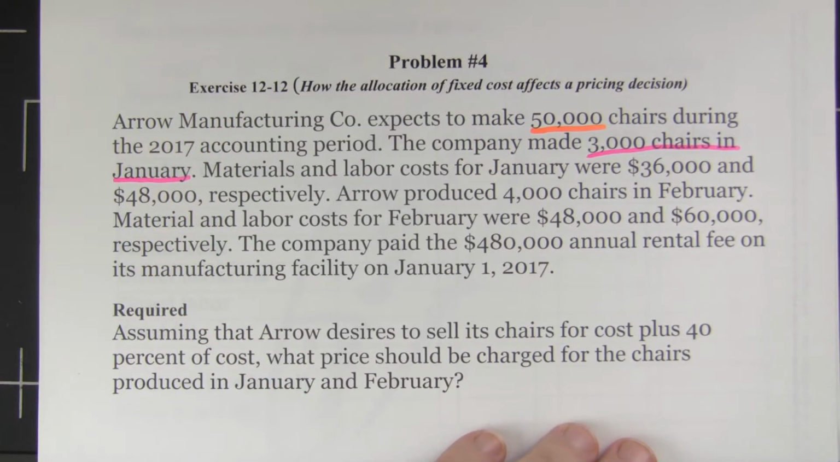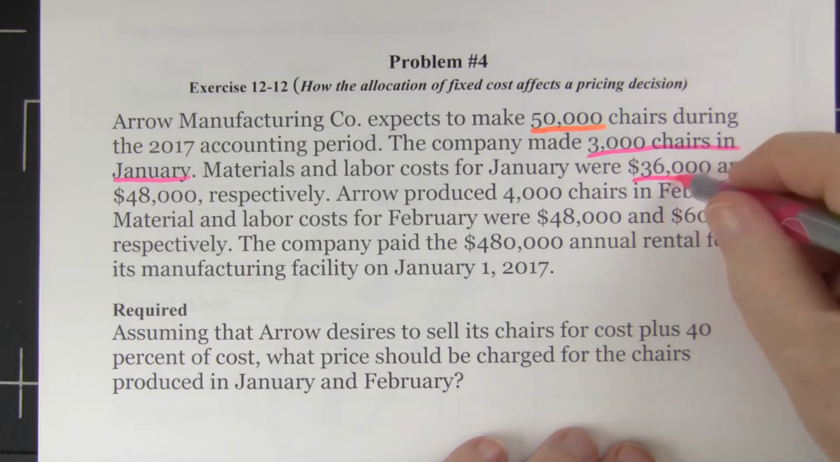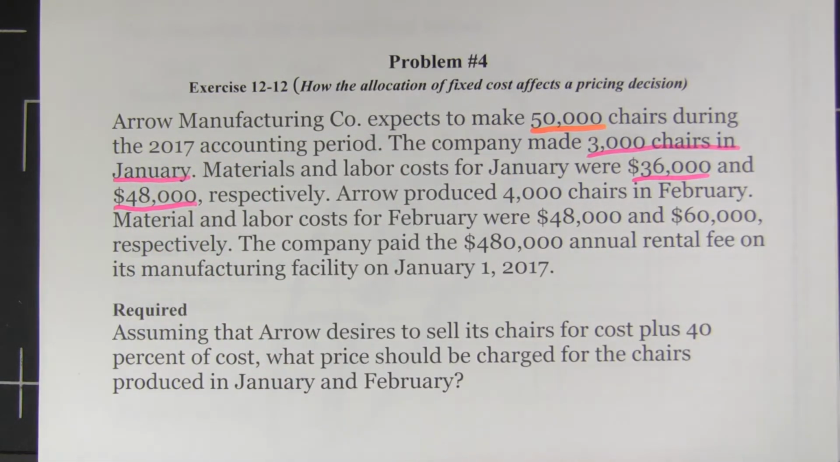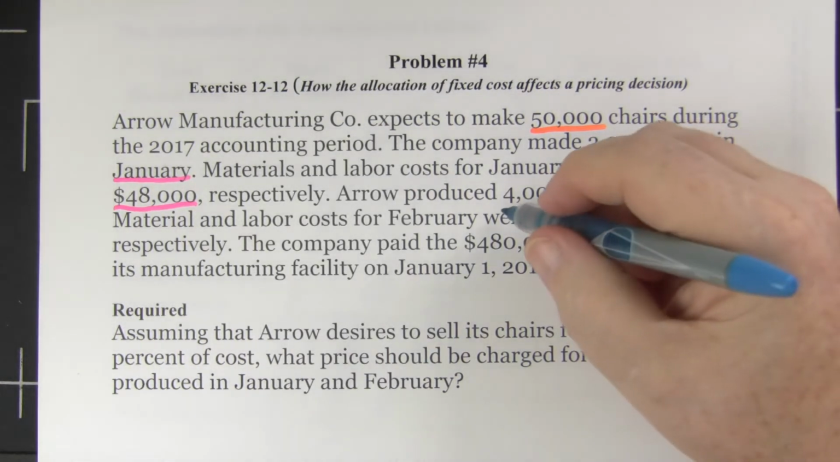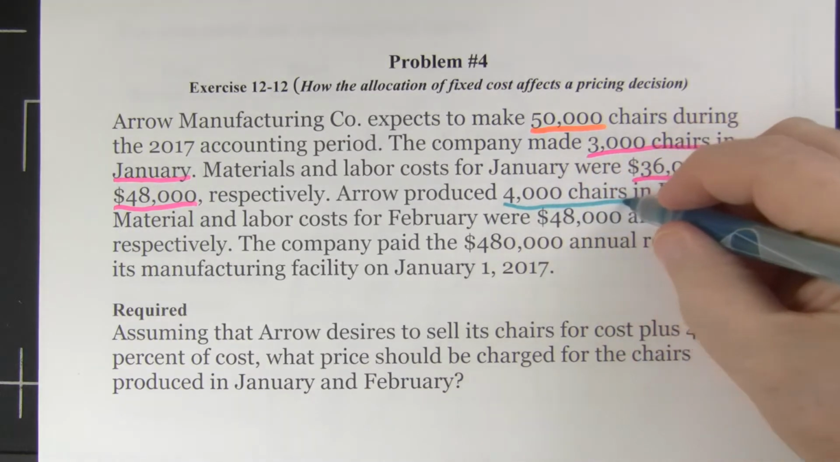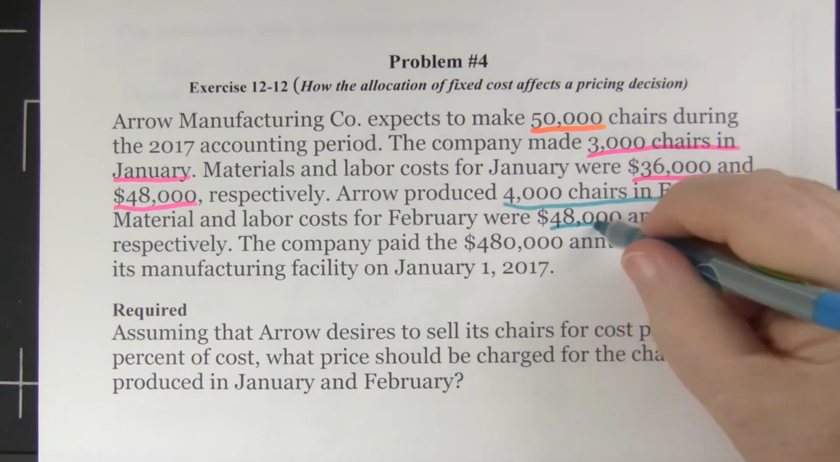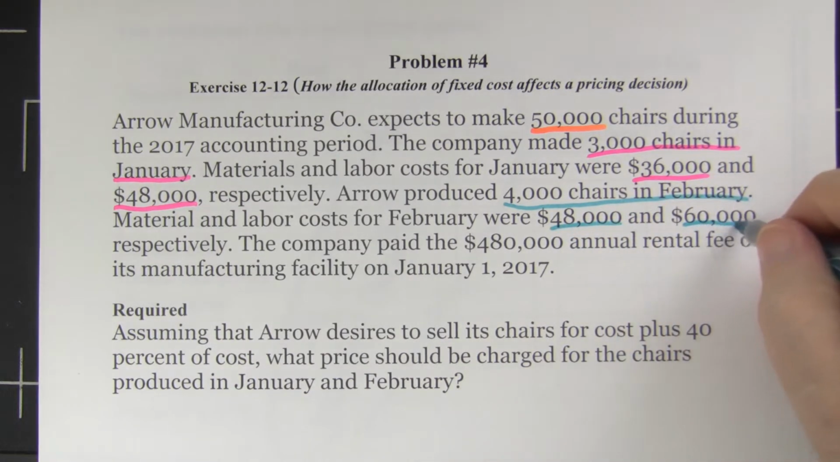Material and labor cost for January were $36,000 and $48,000. Okay, so that's January. January's in pink. And they produced 4,000 chairs in February. We'll put that in blue. Material and labor were $48,000 and $60,000. So that's material and labor.